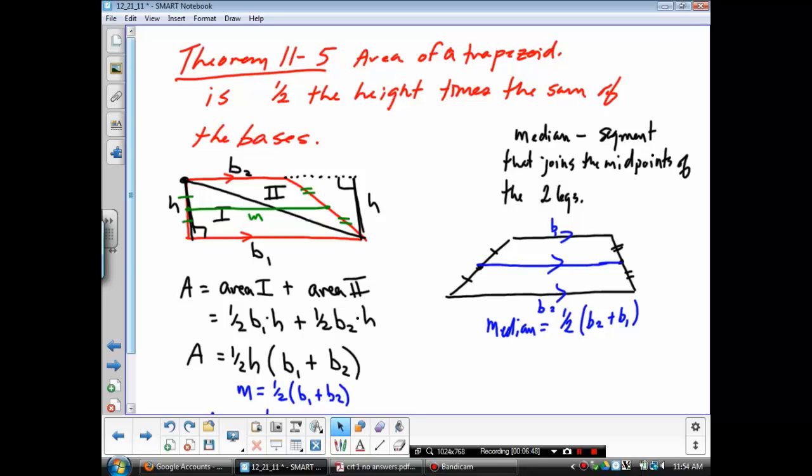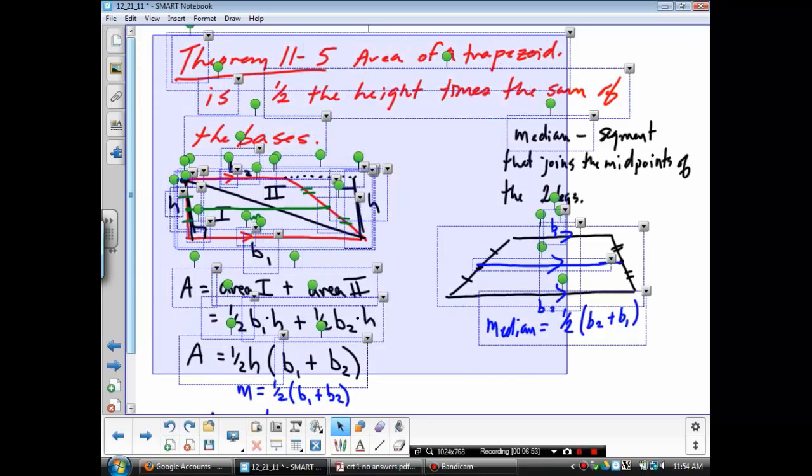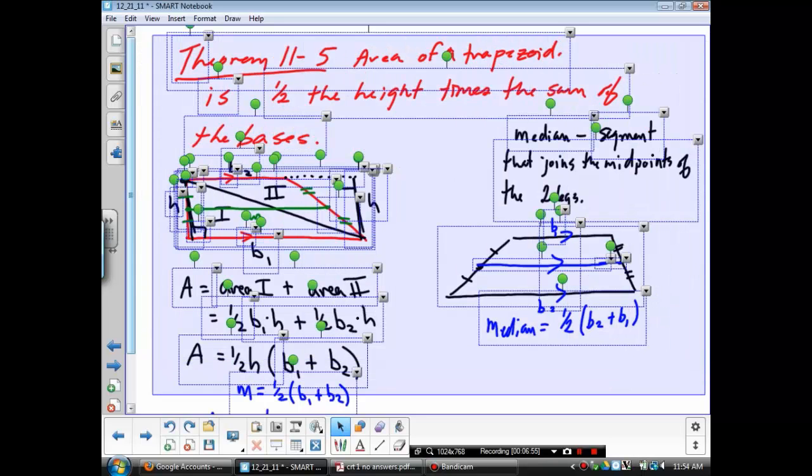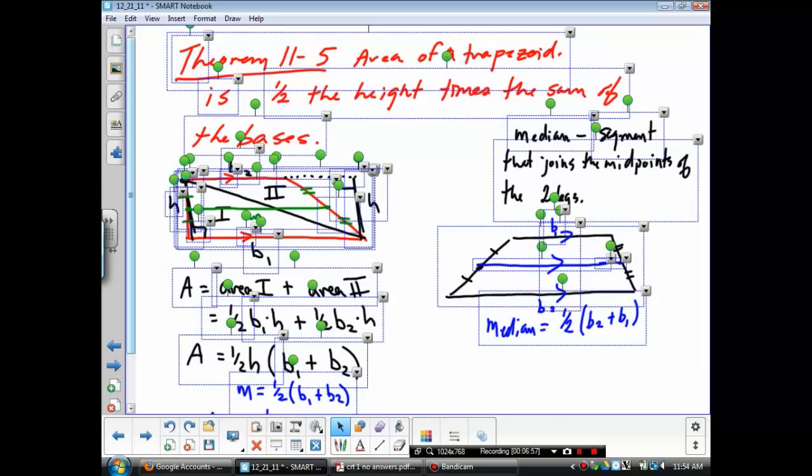Sorry, Anna. Go down. Can you go down a little bit? I'm going to group and shrink so that we can see everything.